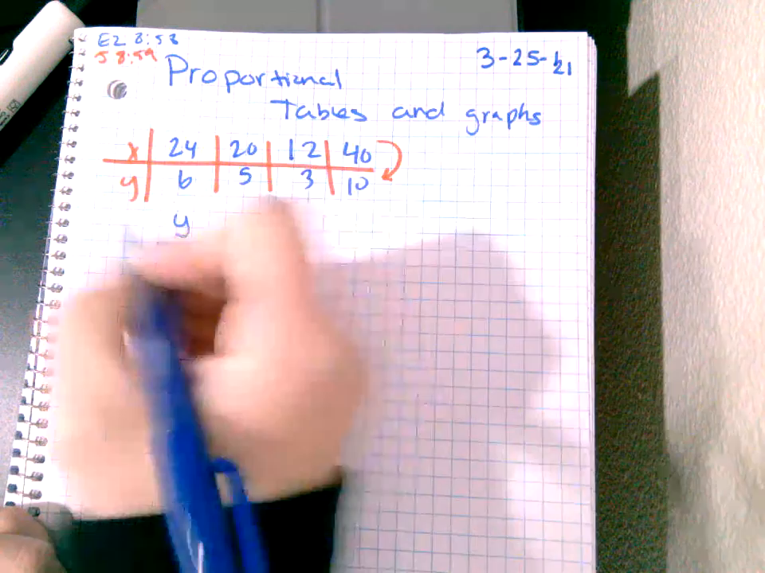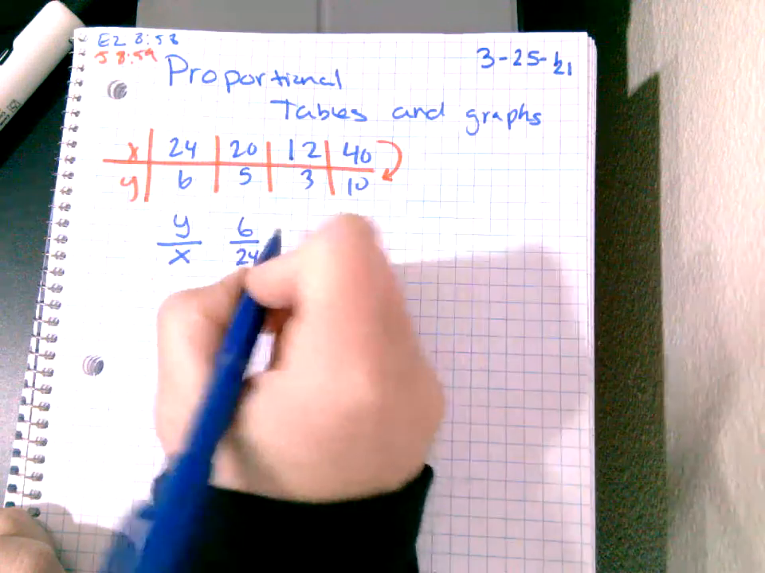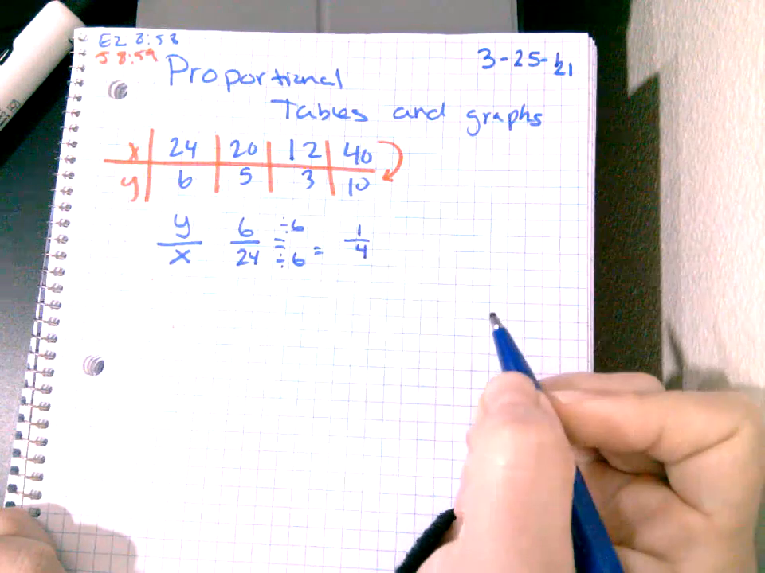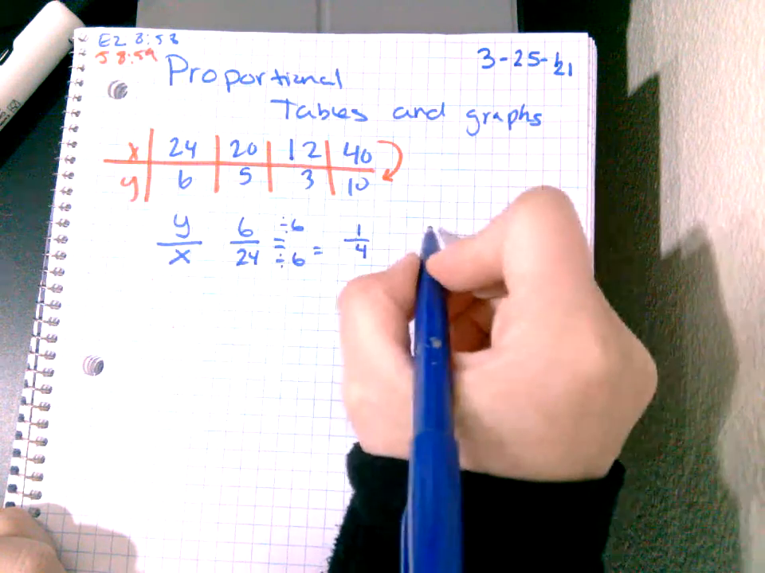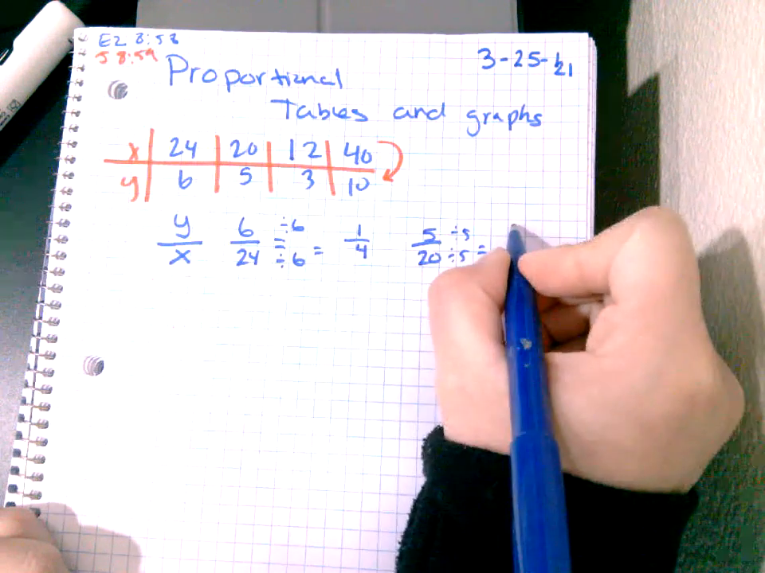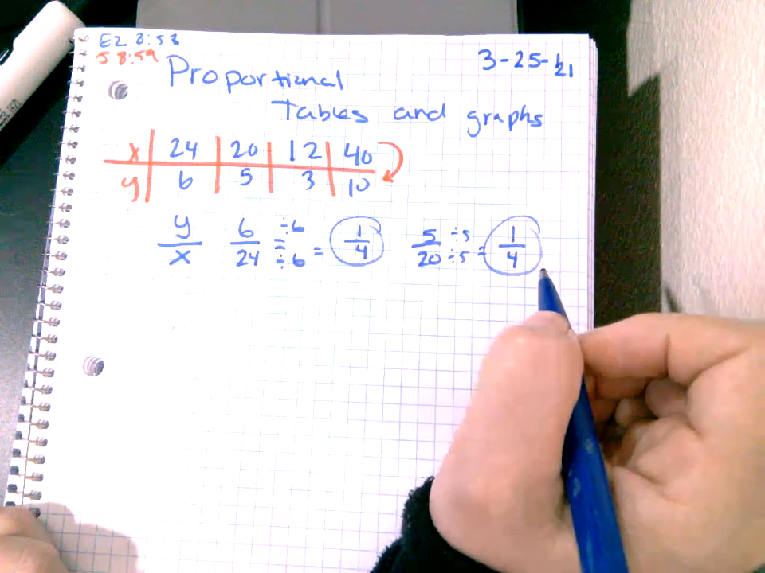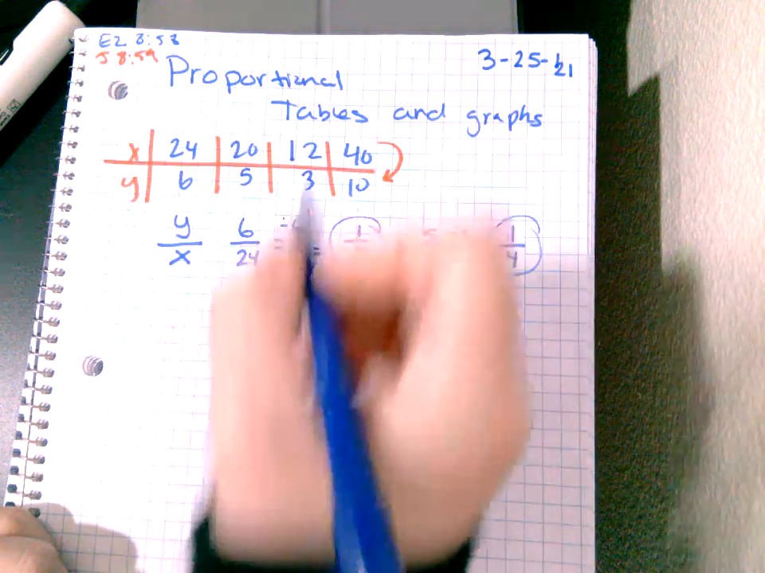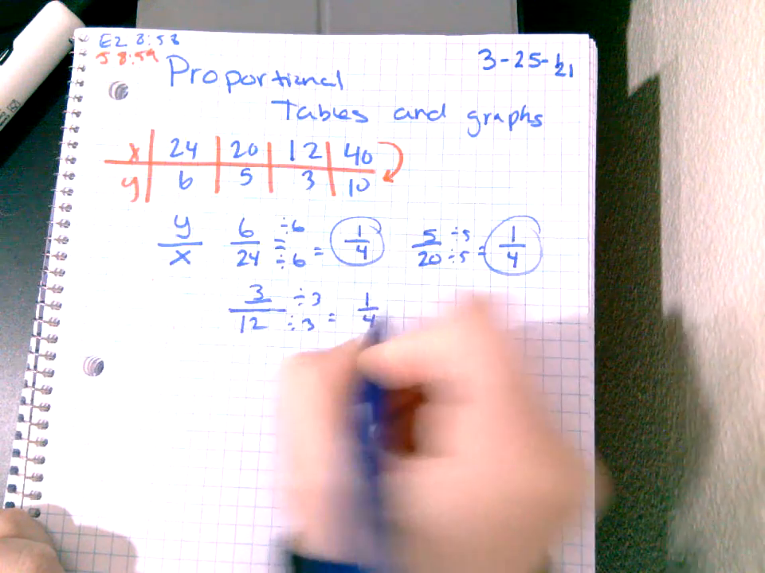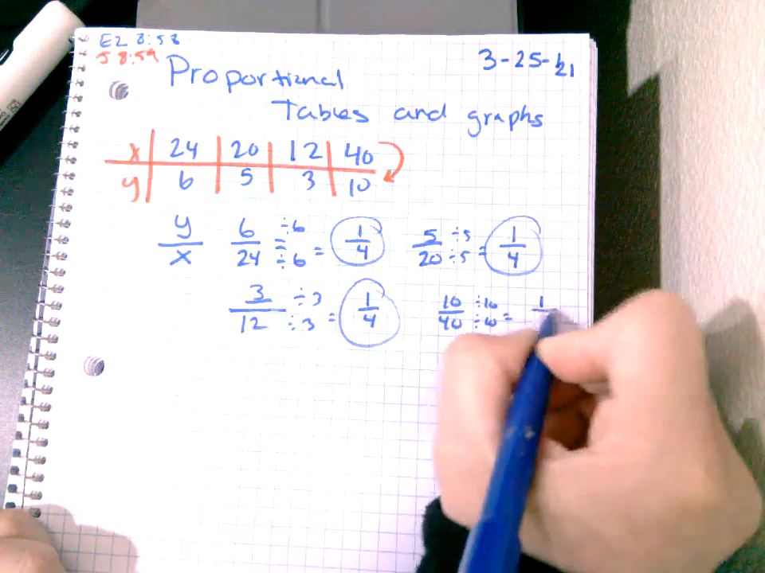So pick a pair, any pair, all the pairs. So it would be 6 over 24. That's this one. Simplify. Divide by 6, divide by 6, you get 1/4. Then it's 5 over 20. Divide by 5, divide by 5, and that would be 1/4. Oh, look, they match. Guess what? They will all match because it's proportional. Divide by 3, divide by 3, so that's 1/4. 10 over 40, divide by 10, divide by 10, that's 1/4.